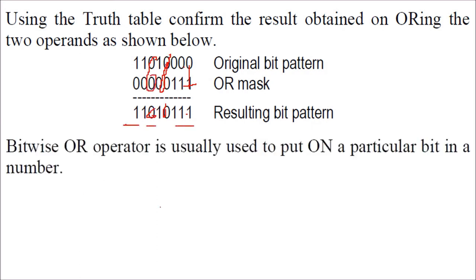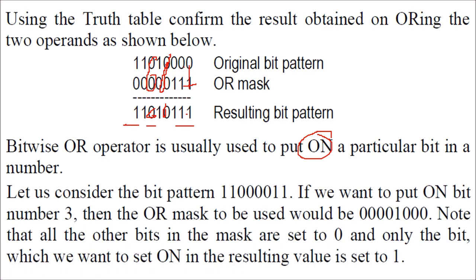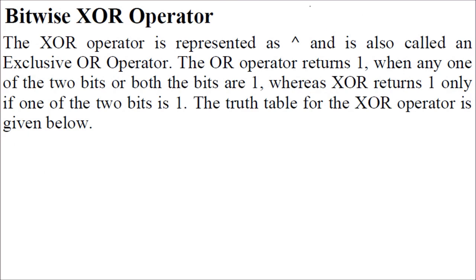So this bitwise operator is also used to put on a particular bit in a number. Suppose we have a bit pattern like this, and we want to put on bit number 3. This is 0, 1, 2, 3, so this is bit number 3. Now you want to switch this on. So just place 1 here in the mask, other 0. And now just OR them. Bitwise OR operator. In the OR operator, what happens?